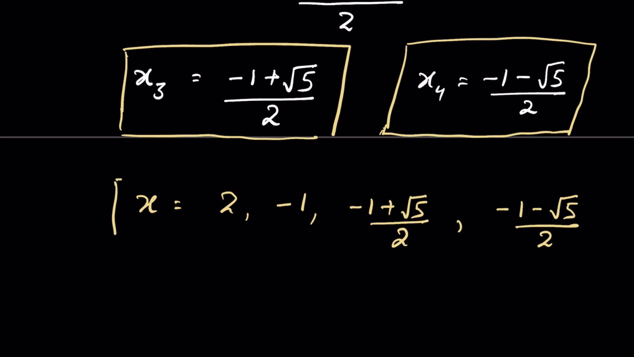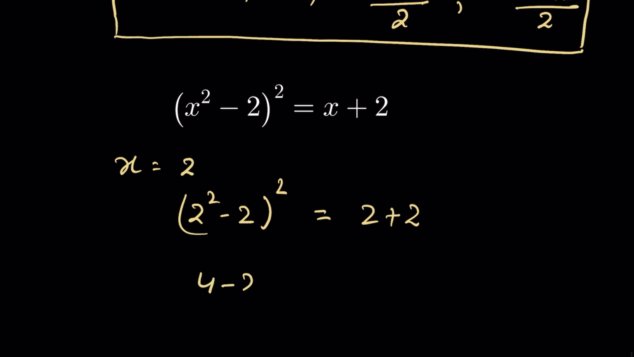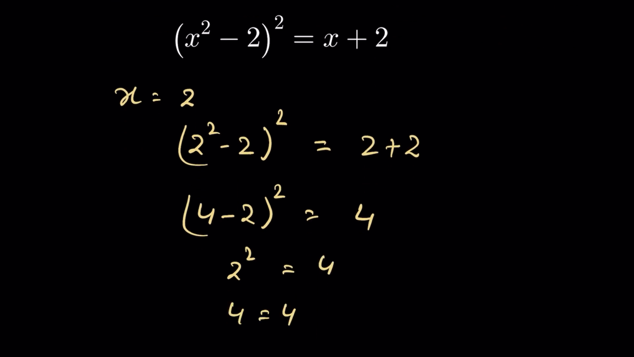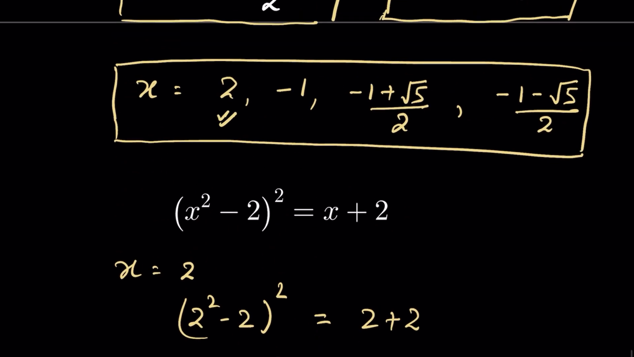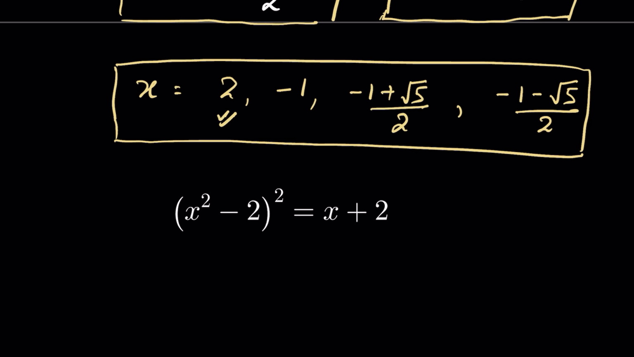We can verify these solutions. When x equals 2, in that case, (2 squared minus 2) whole squared should be equal to 2 plus 2. 2 squared is 4, 4 minus 2 whole squared. 2 plus 2 is 4, 4 minus 2 is 2, 2 squared is 4, so 4 equals 4. So this value is satisfied.